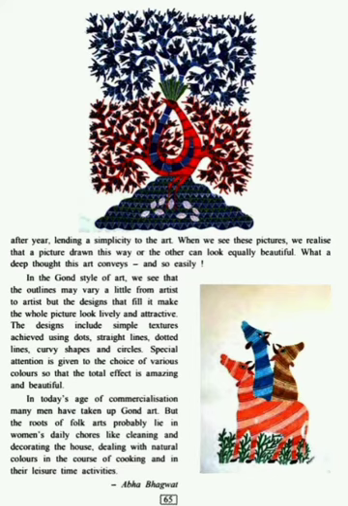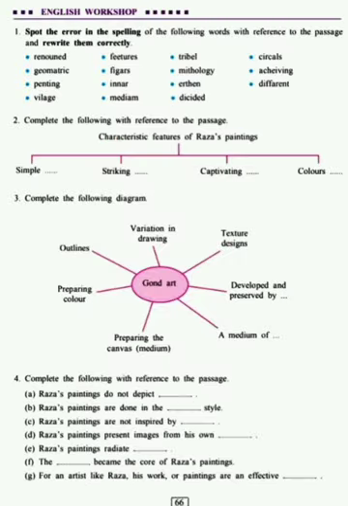Now we will come to the workshop, which is on page number 66. Spot the error in the spelling. You need to spot the error and rewrite it correctly. So renowned, RENOWNED, they have written it wrongly. Geometric is the second one. Painting, village. You can read those words, right? Just the spellings are different. You need to correct them. Features, figures, inner, medium. So you just need to correct the spelling.